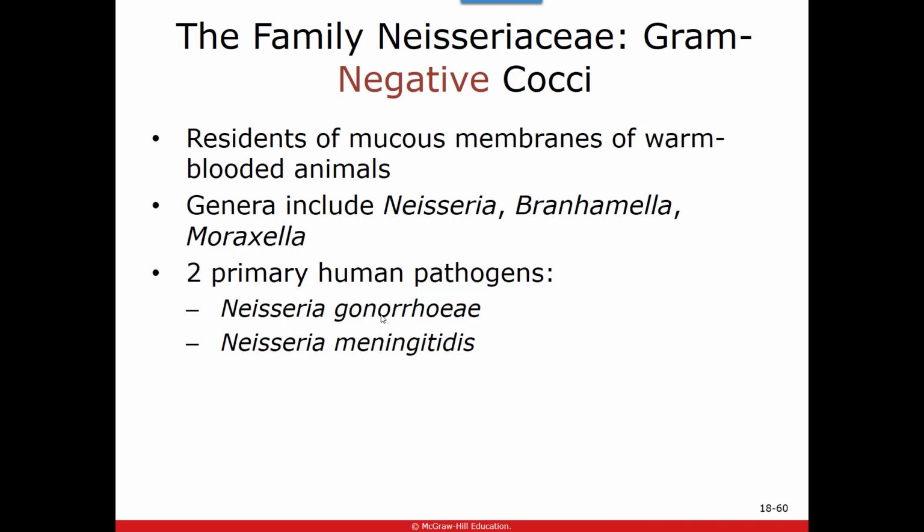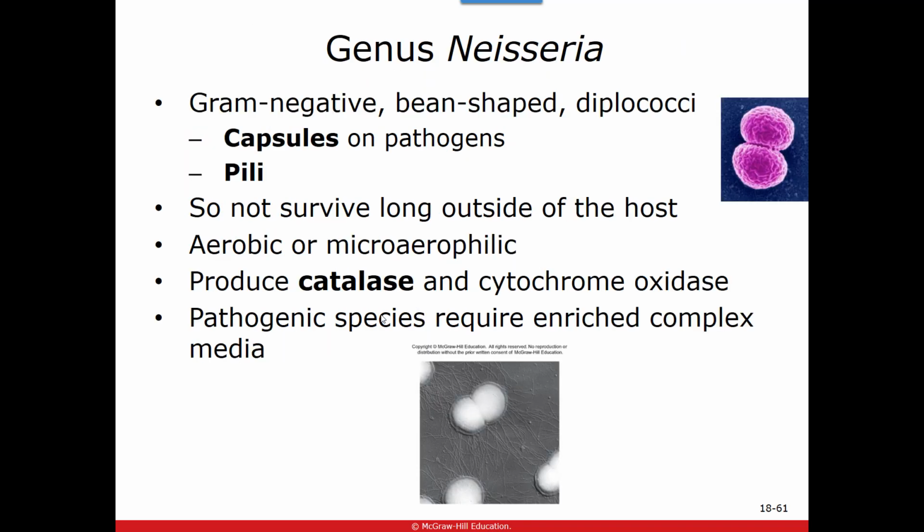Now, they are generally diplococci. They like to hang out in pairs. They are cocci, but they almost look a little oval. They kind of say bean-shaped. I don't know if I see bean, but they almost look squished when they hang out together. They do have capsules. They do have pili, so they can connect to each other. They don't survive very long outside the host.